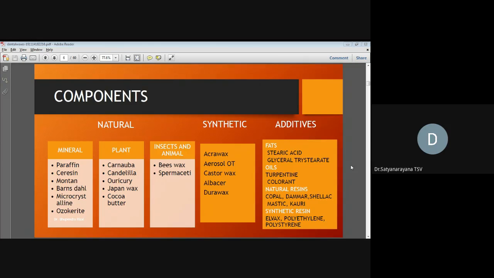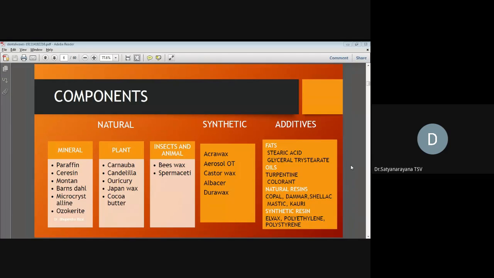Okay, those are your additives. What are your additives? You have fats, oils, natural resins, and synthetic resins. Coming to the main composition of the components of wax, they are natural waxes and synthetic waxes. This is one classification which you have to write if it is asked as a main question or in 4 marks.